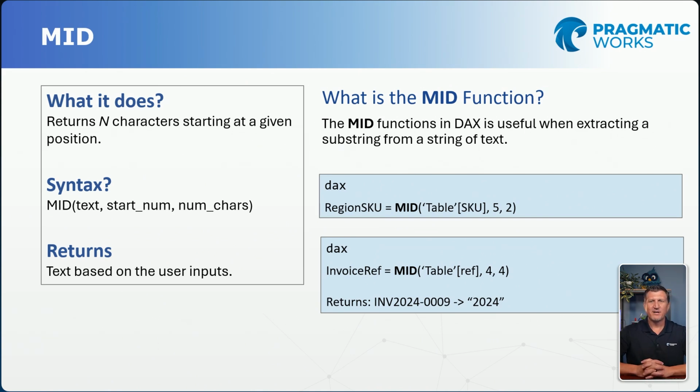But imagine you're decoding the SKU. Perhaps your SKU has 3 parts to it. And we have INV-2024-009. If we know that the 2024 represents the year, perhaps we want to extract that out of that string of text. If that's the case, we can use MID. Let's head over to Power BI and see a use case for this.